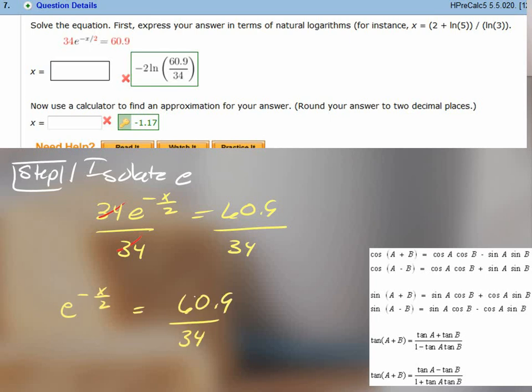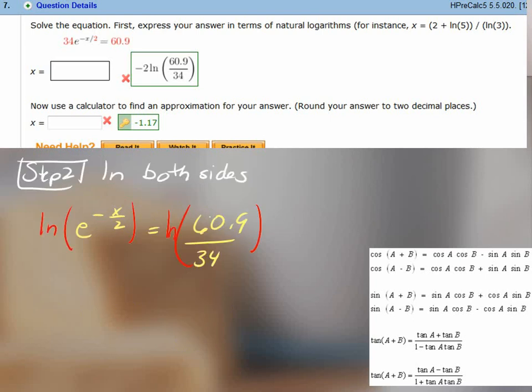So that's where we're at. Now what do we do? Somebody in here knows what to do, because somebody was able to do it on the in-class assignment. ln on both sides. The rest of you know too. Jake did such a good job, right? You don't need me anymore. ln on both sides. That's how you get the e out of there. So the ln and the e cancel. Those two things cancel, and then I have minus x over 2 on the left, and then a log on the right.